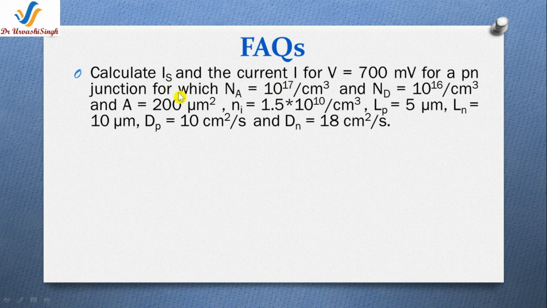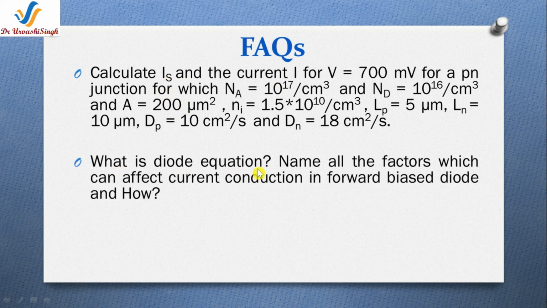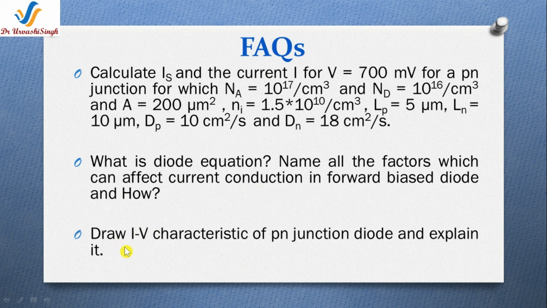The next one is, what is the diode equation? Name all the factors which can affect current conduction in a forward bias diode and how. And the last one is, draw the current voltage characteristic of a PN junction diode and explain it.